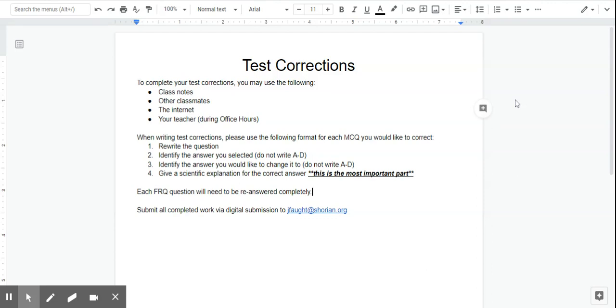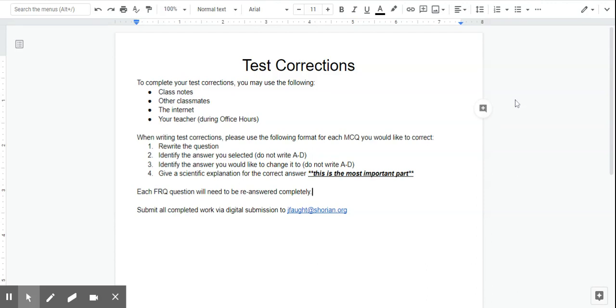Number 2 is to identify the answer that you selected. Now I wrote in here, please do not write A through D. Don't just write, oh, I selected answer A or whatever. Instead, I would like you to actually write it out, in part because when I write these tests, I scramble them up. So your A could be that one's B, could be that one's C, could be that one's D, right? So we just want to make sure that we're very clear about what the question is, what answer you selected, and then number 3, what is the answer you would like to change it to?